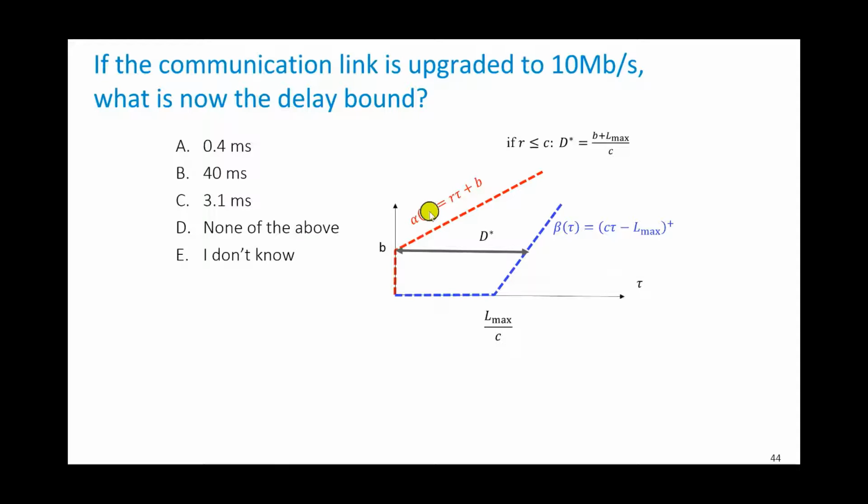So now let's assume we do the same thing, but we upgrade this to 10 megabit per second instead of 1 megabit per second with exactly the same numbers as before. What happens to the delay?